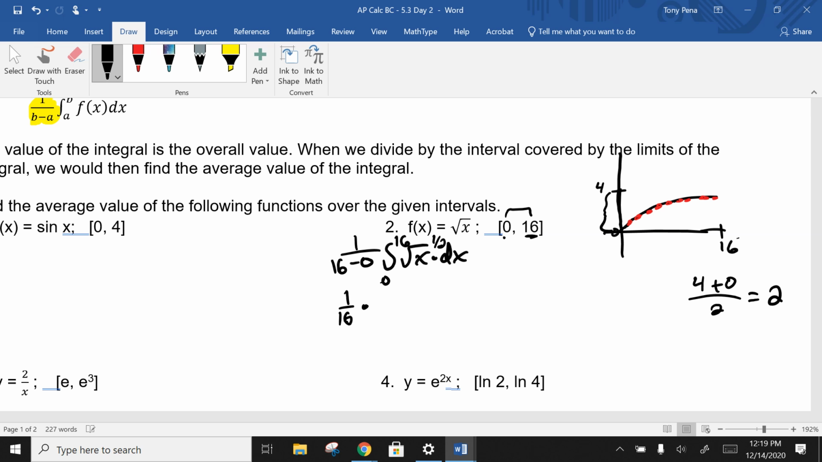Root x is x to the power of a half. So we're going to add 1 to that power, which gives us 3/2. You're going to divide by 3/2, which is the same as multiplying by 2/3. And then we're going to evaluate that over the interval of 0 to 16. While we're doing it, I'm going to combine these and simplify that down a little bit. That should be 2 over 48, which is 1 over 24. I'm going to go ahead and plug in my 16 and my 0. I'm also going to rewrite this as the square root of 16 cubed minus the square root of 0 cubed.